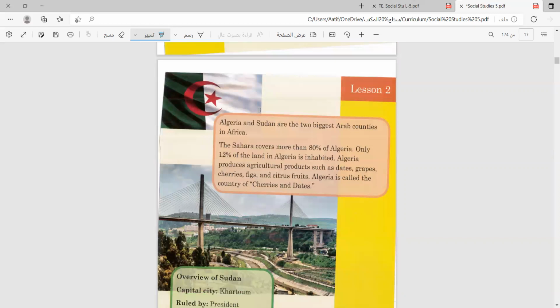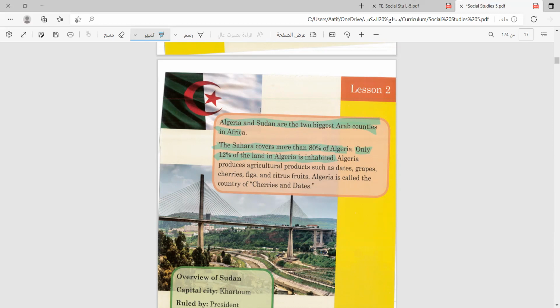Now we are going to look into more countries other than Algeria. For example, Algeria and Sudan, they are the biggest Arab countries in Africa. Also, the Sahara covers more than 80% of Algeria. We know that Algeria is the biggest Arabian country in Africa, but 80% of it is desert, is Sahara, and only 12% of the land is inhabited, which means only 12% of Algeria has people living. They do not live in most of the places because it's abandoned, it's desert, there are no buildings. That's why only 12% is inhabited.